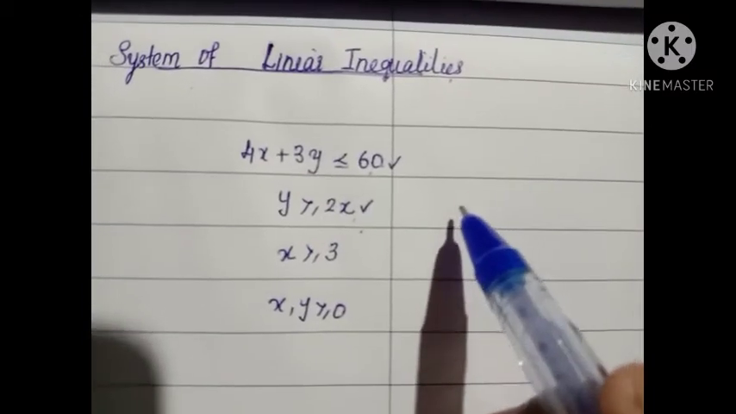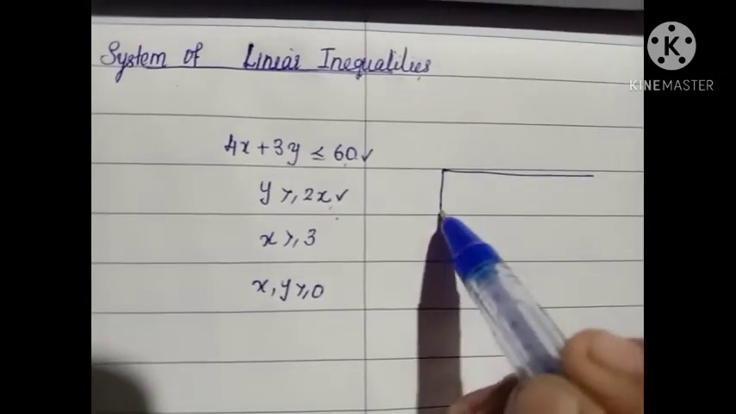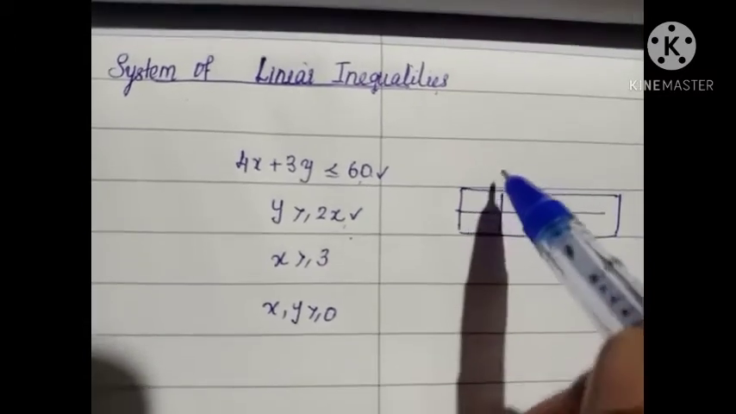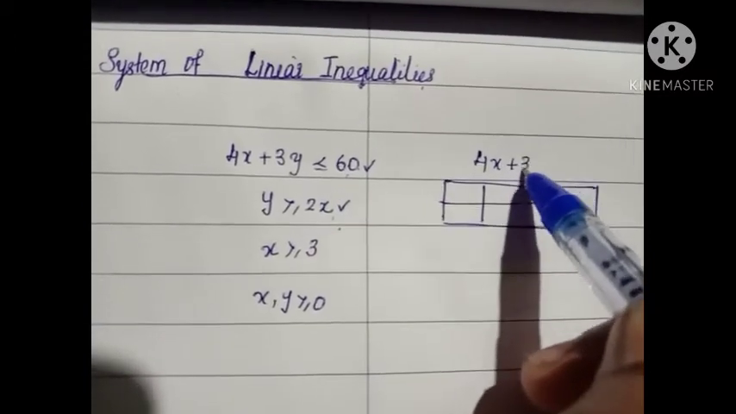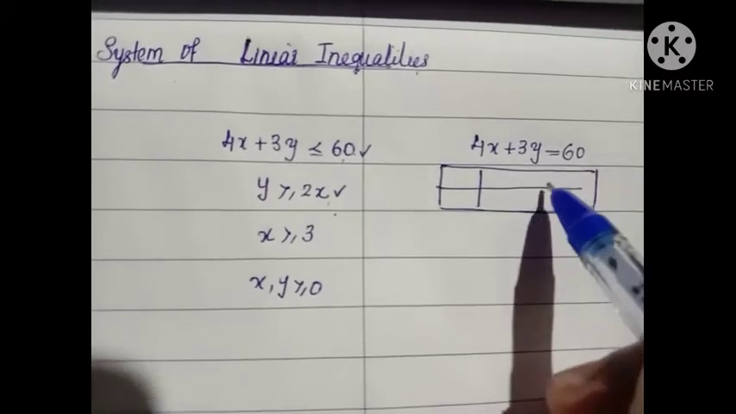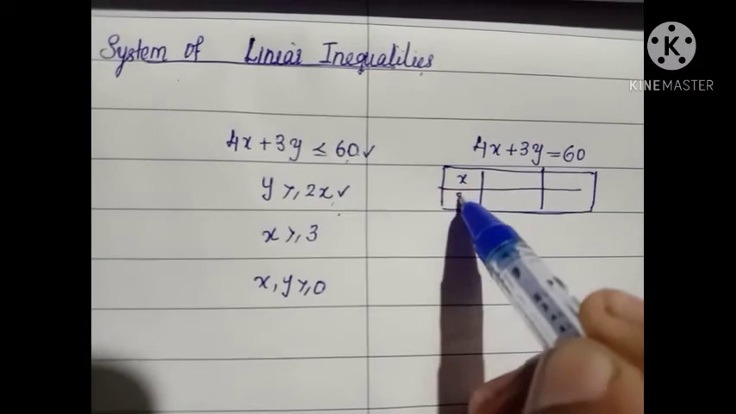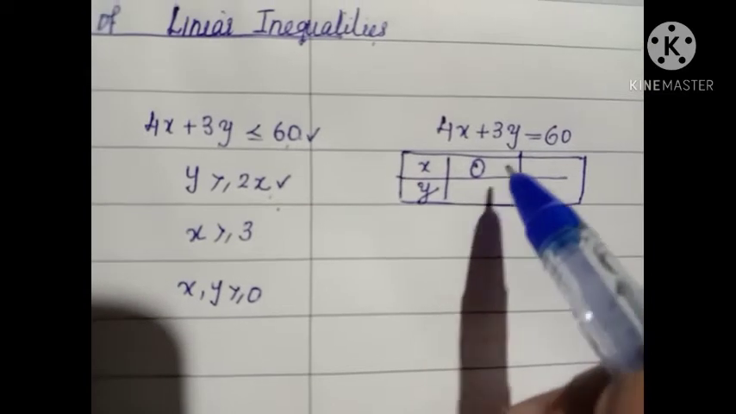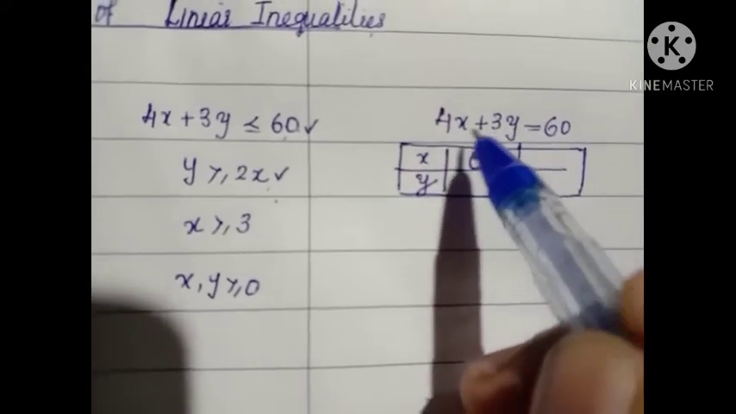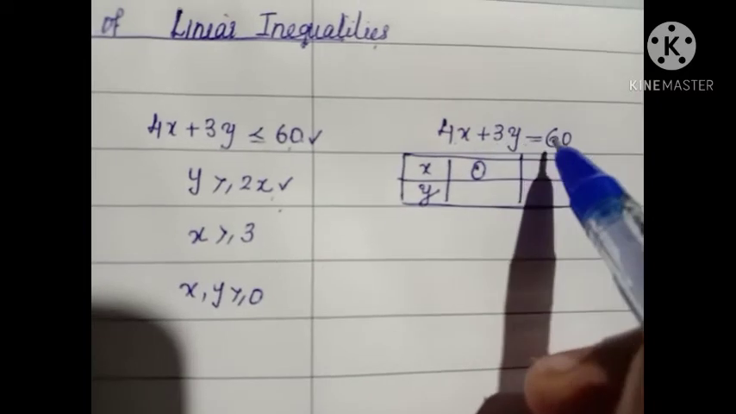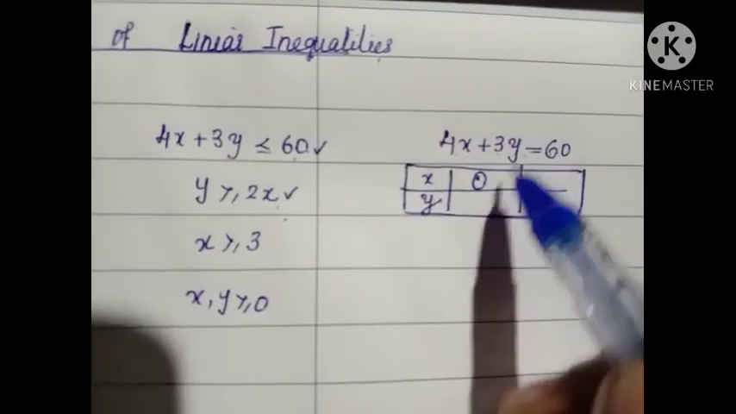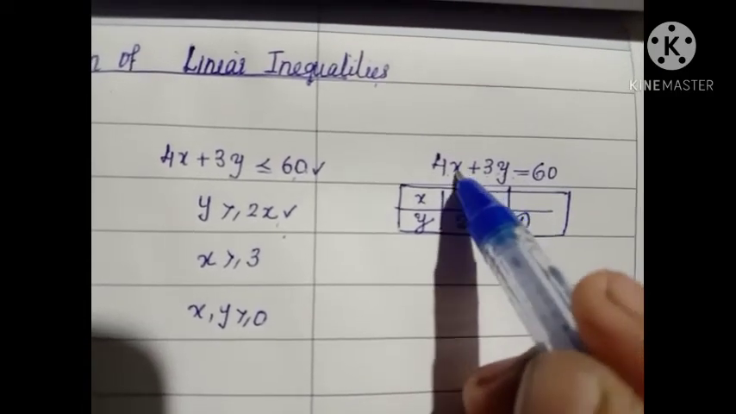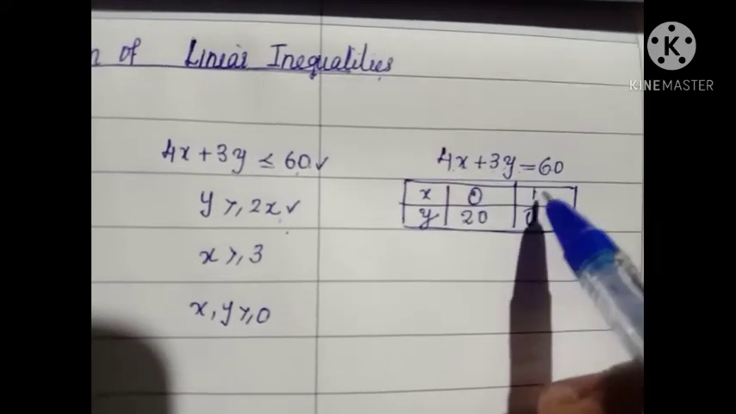So we need to create a table for these two inequalities. For this, let us consider these inequalities as equalities. That is, 4x plus 3y is equal to 60, and then find the x coordinates and y coordinates. Let us take x equal to 0, then find the y value. If x equal to 0, 3y equal to 60, or y equal to 60 by 3, that is 20. Now, if y equal to 0, x is 60 by 4, that is 15.